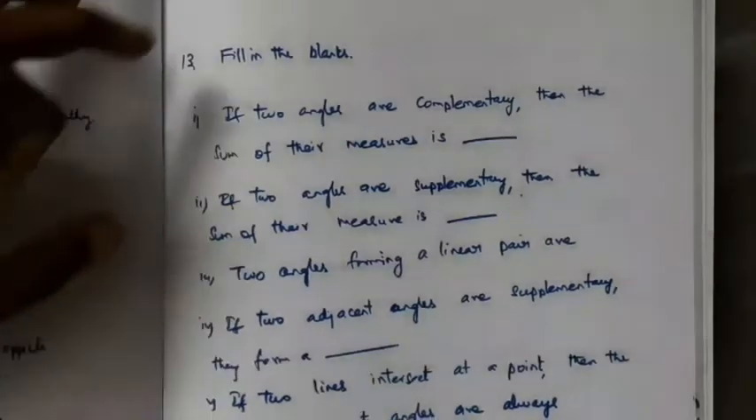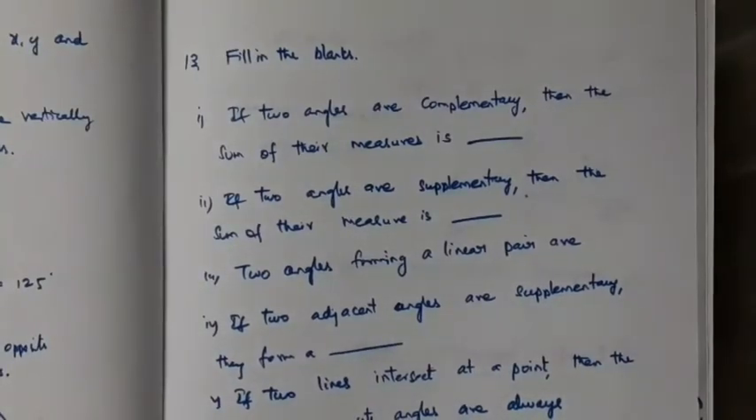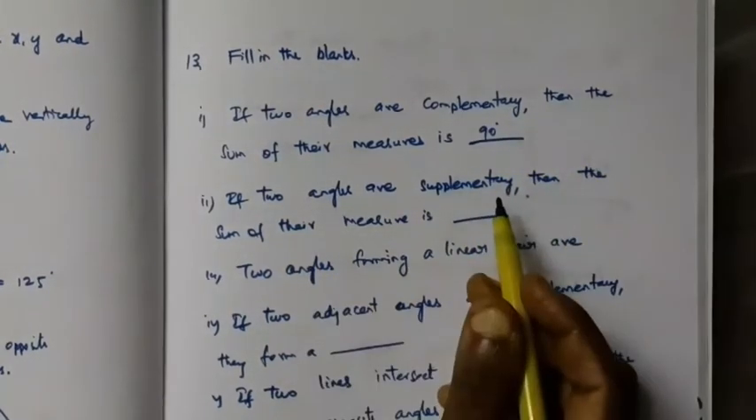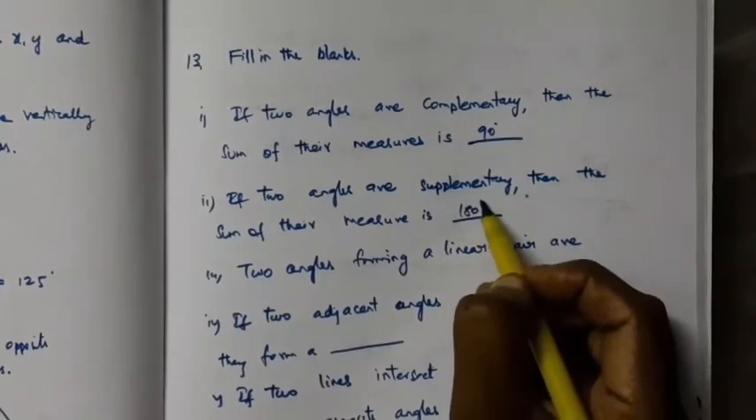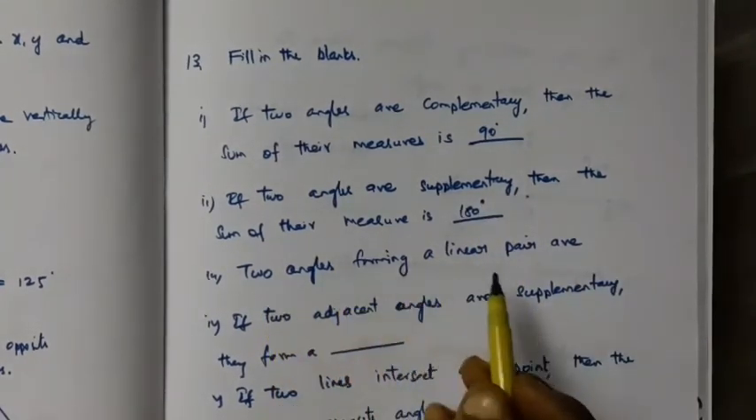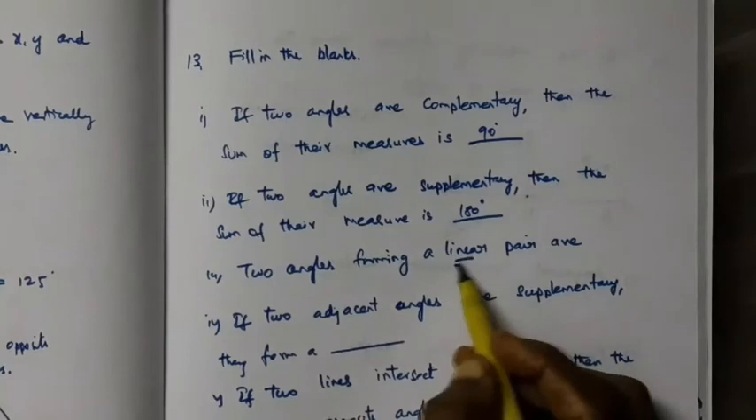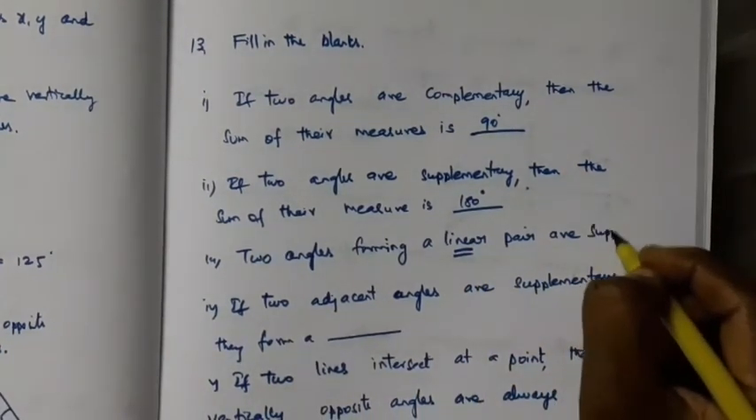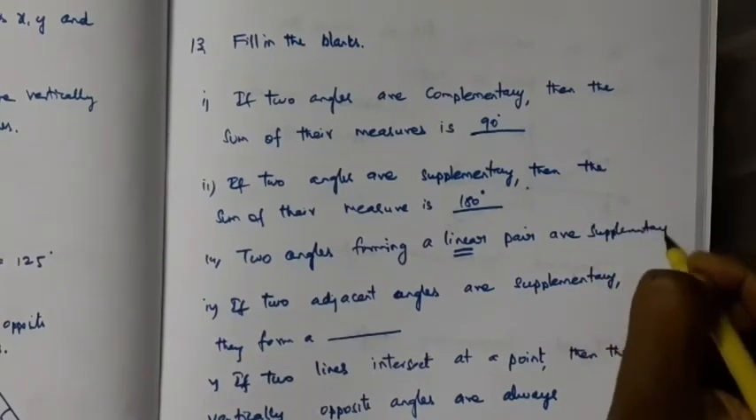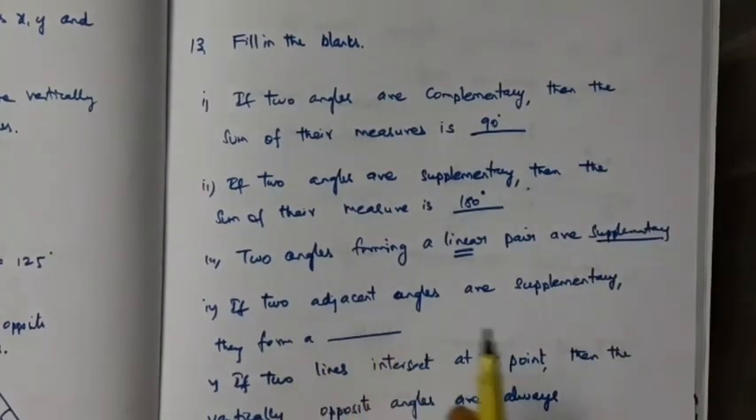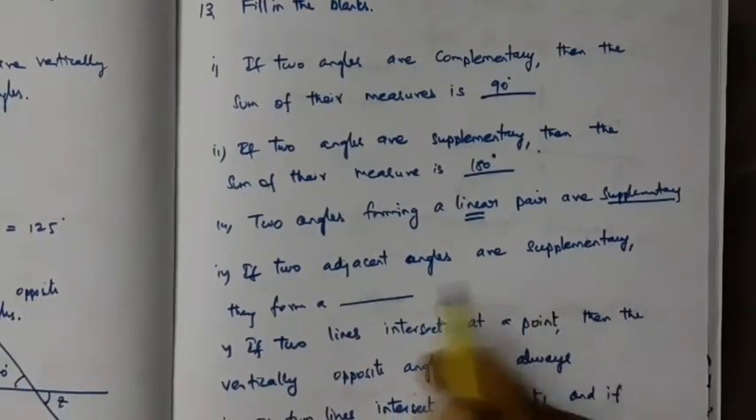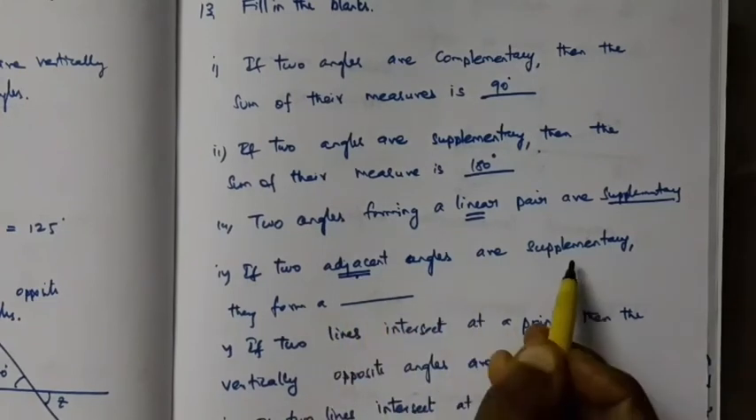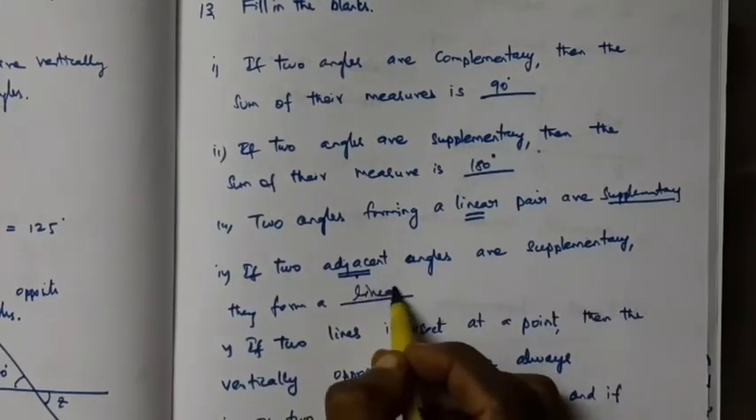Next is, if two angles are complementary, then the sum of their measures is 90 degrees. If two angles are supplementary, then the sum of their measures is 180 degrees. Two angles forming a linear pair: if it is a linear pair, when you add the two angles, they should give 180 degrees. So it is supplementary. If two angles are supplementary and adjacent, they form a linear pair.